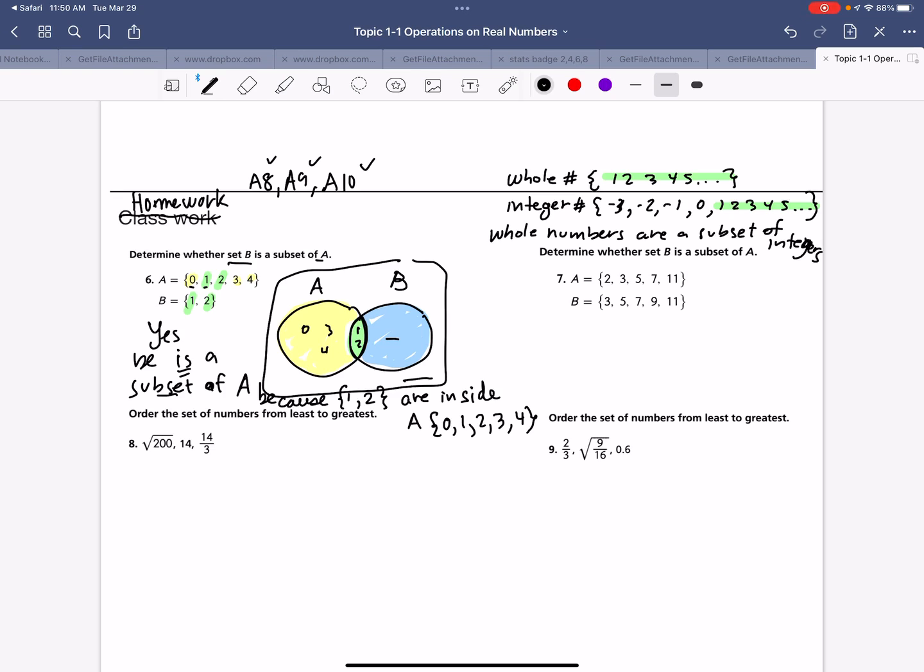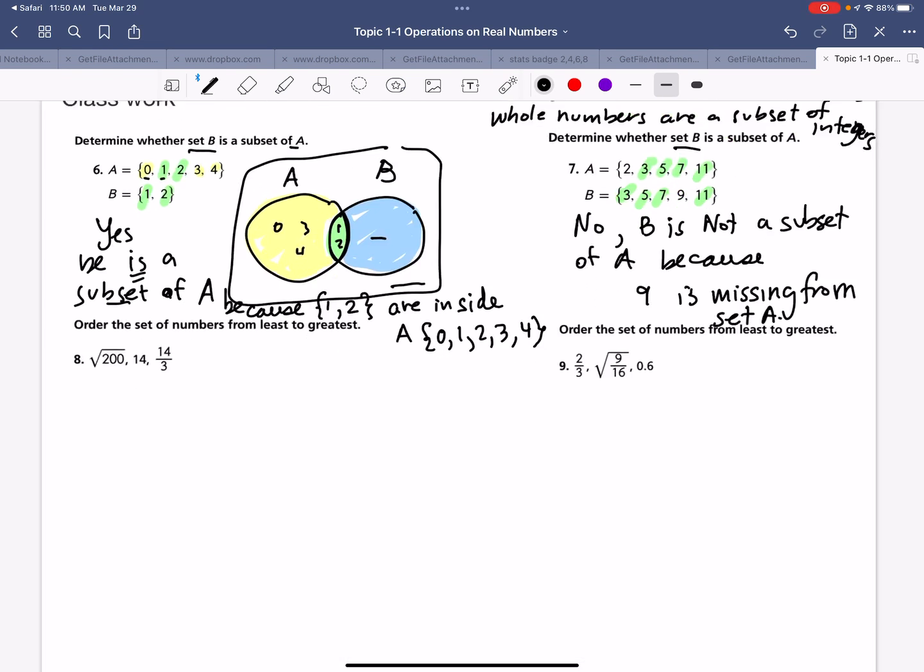Okay, how would we do question number 7? It says determine whether set B is a subset. So we can highlight. Is that there? Yes. Is that there? Yes. Is that there? Yes. Is that there? Yes. 9 isn't. So no, B is not a subset of A because 9 is missing from set A. Okay?